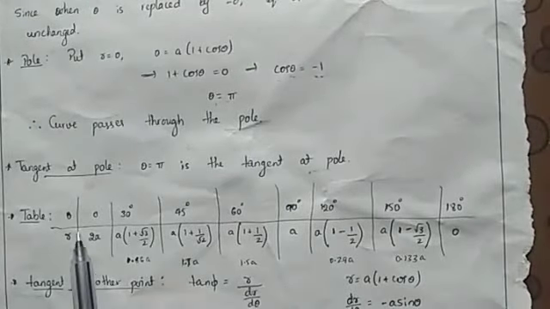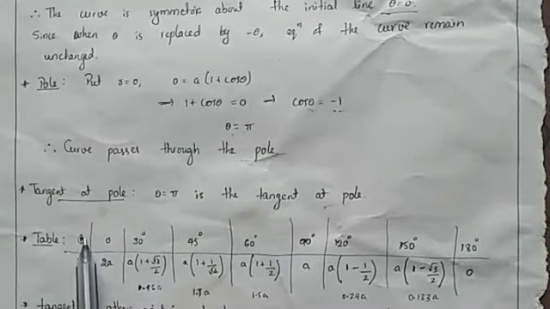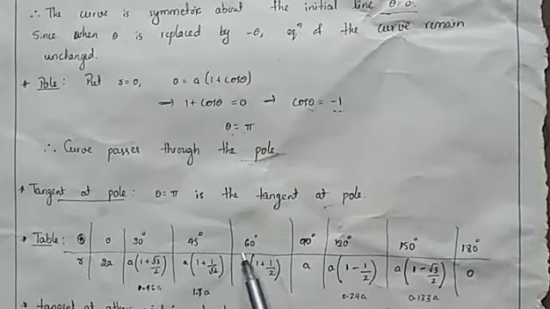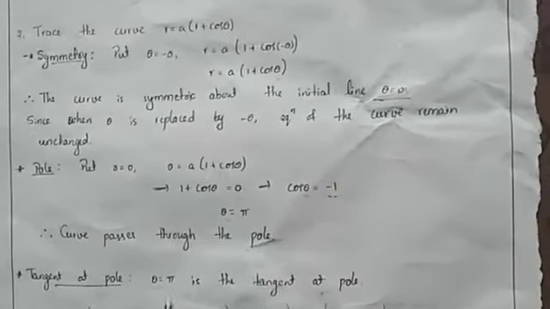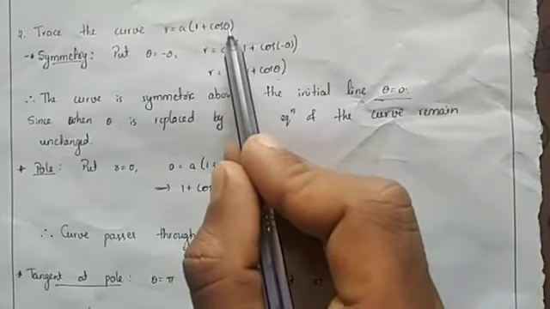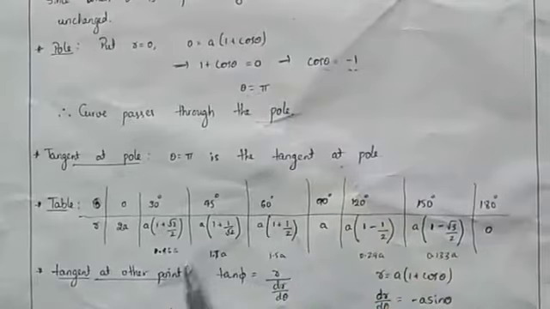The next one is the table construction. We put theta is equal to 0, 30 degree, 45 degree, 60 degree, 90 degree, 120 degree. Whatever value you put, we find the corresponding value of r. You put theta is equal to 0. The cos 0 value is 1. We get the r value is 2a.